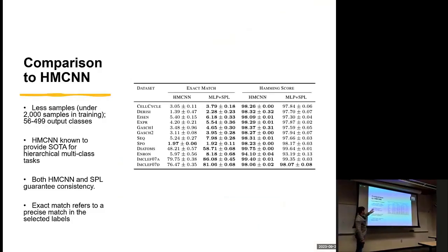They did a similar comparison to the HMCNN that I mentioned at the beginning of the lecture, which has primarily been used on things like medical imagery. Both approaches can guarantee consistency, so they both scored 100% on that. The place where SPL starts to shine is in terms of exact match. It outperforms HMCNN, even though that does better on the Hamming score. But even in this case, SPL is not that far off, usually just 1% or 2% behind on that. And HMCNN at the time of the writing of this paper was state of the art for these tests.